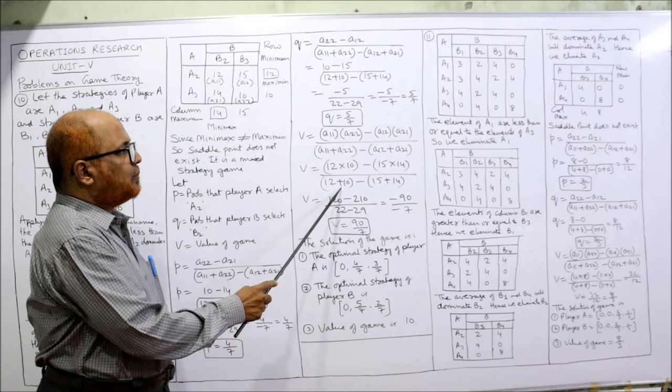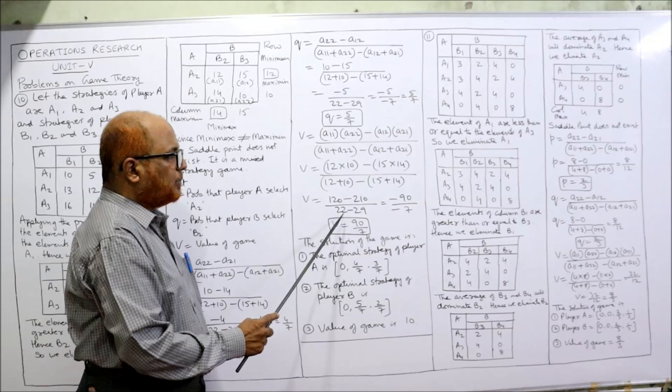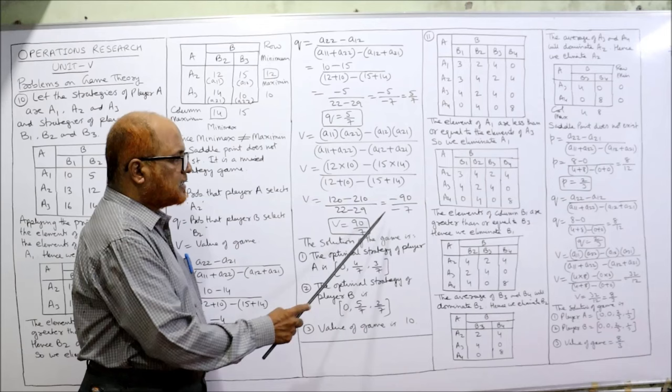So 120 minus 210 divided by 22 minus 29. So minus 90 by minus 7. Minus minus will get cancelled. 90 by 7 is the V value, value of the game.